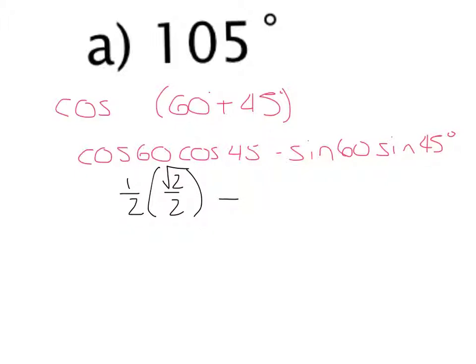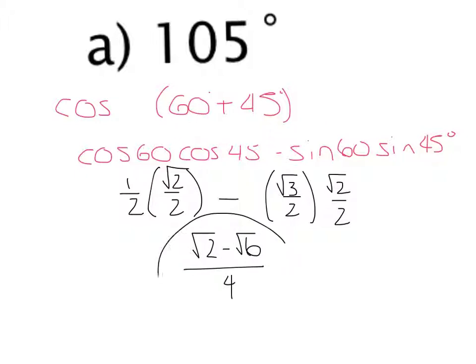Sine at 60 degrees is? And sine at 45 degrees, root 2 over 2. So now I can simplify this. I end up with root 2 minus root 6 over 4. That does not reduce any further, so that's our solution.